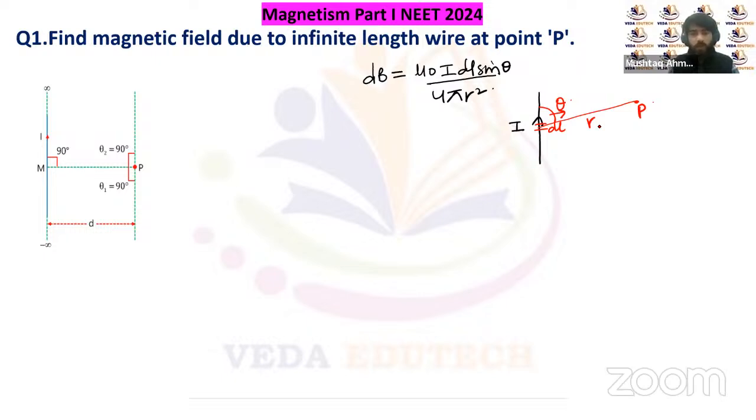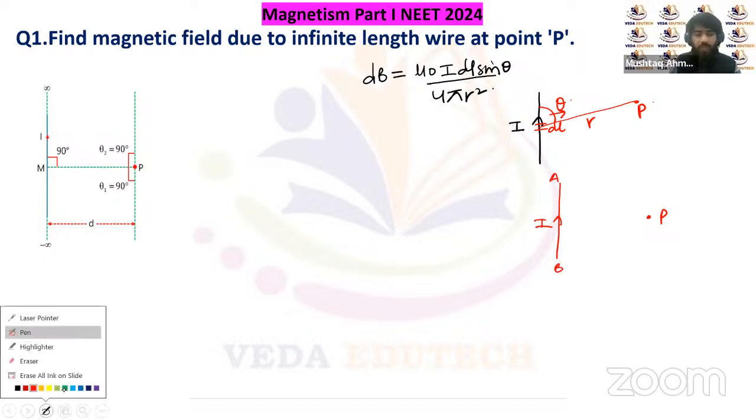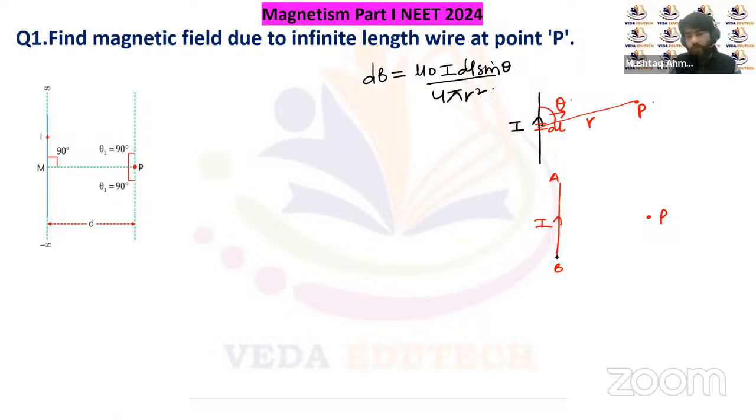Similarly, if we have a finite length of wire with current I flowing through it, and we have to find the magnetic field at a point, say P. This is the end A of the wire, and this is the end B of the wire. We join these two ends with point P, the point where we have to find the magnetic field.